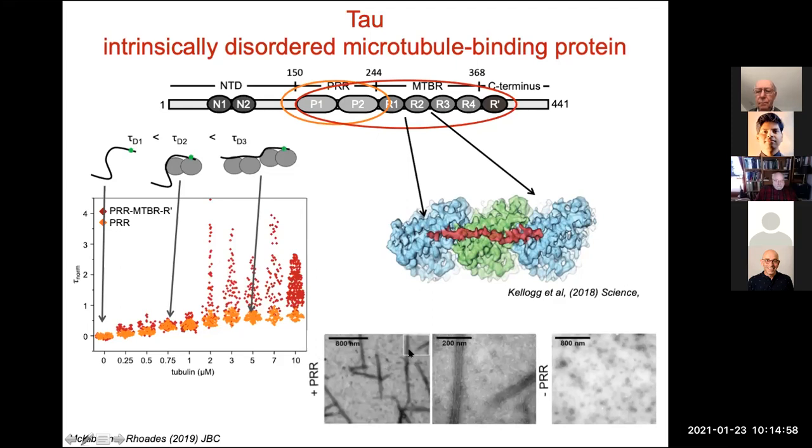And I will point out that this PRR alone is capable of forming microtubules. So this is actually TEM of microtubules formed in the presence of the proline-rich region. So not only is it capable of binding tubulin, it's also capable of polymerizing this into microtubules.